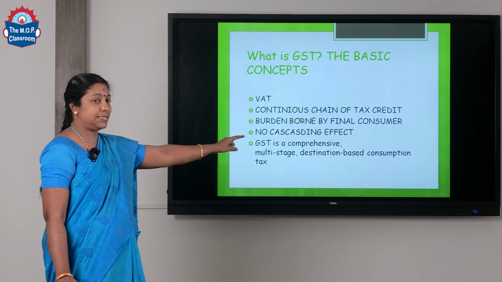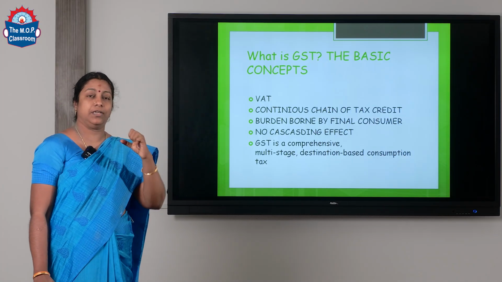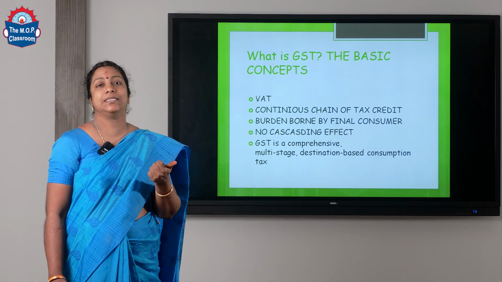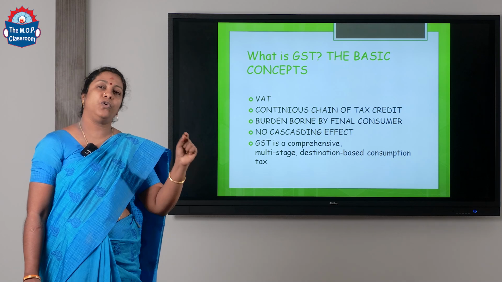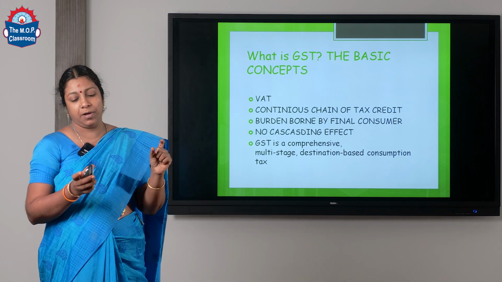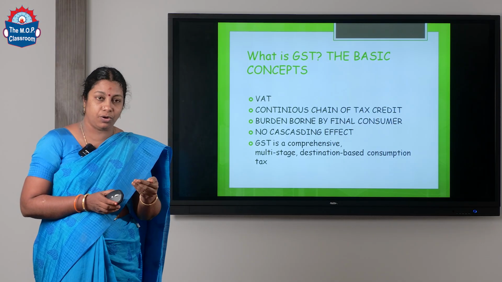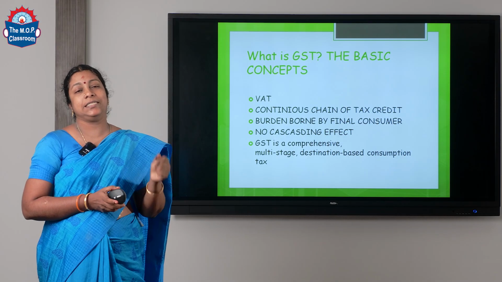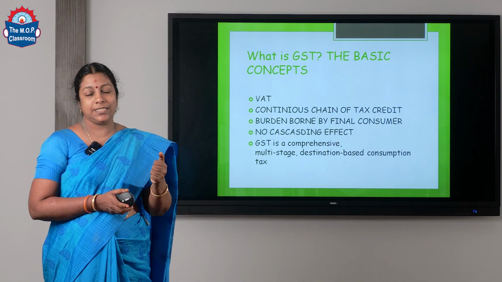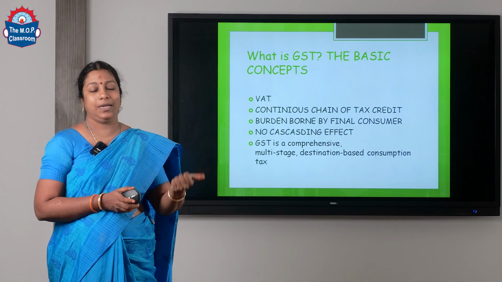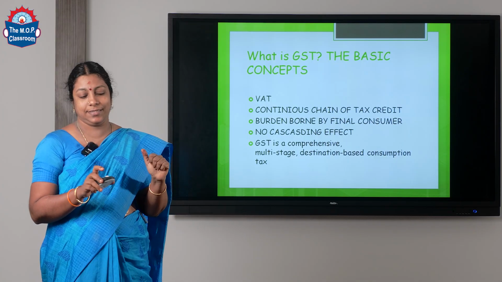The burden borne by the final customer is reduced by way of no cascading effect. This example can make us understand that in the old regime the final consumer might be purchasing it for 226. In the new regime, the final consumer will be purchasing it for 198. Is the customer benefited or not? Yes. That is why GST is being replaced with a lot of tax systems. That is why it is called one nation, one tax, to minimize the complexity with respect to the indirect tax system. Thank you.